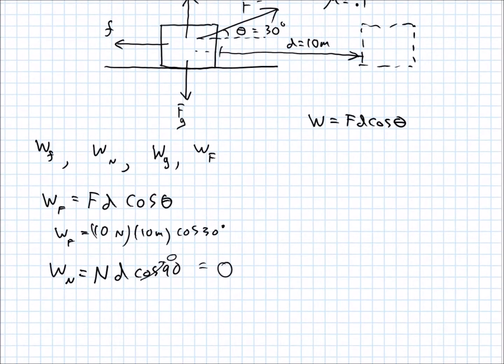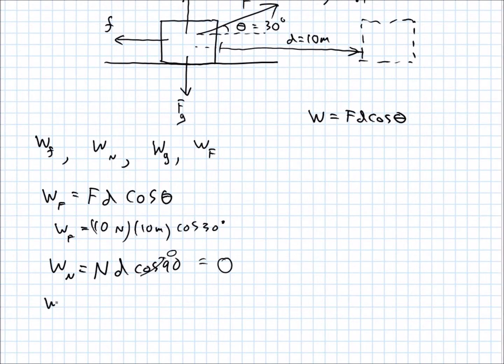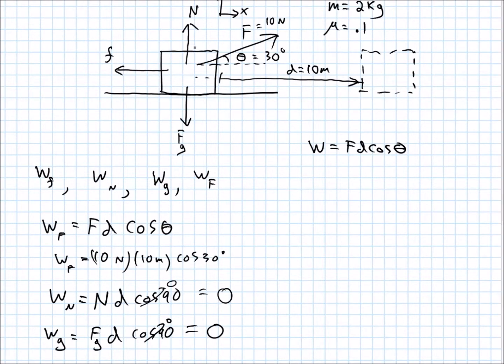Alright, now we'll see something similar for gravity, won't we? The work done by gravity is equal to the force of gravity times the distance times, well, there's 90 degrees between gravity and d as well. So the cosine of 90 is 0, and so the work done by gravity is also 0. So that's an important point. If you have a force pointing perpendicular to the distance traveled, then that force is not doing any work because you have this 90 degrees, and the cosine of 90 degrees is 0.